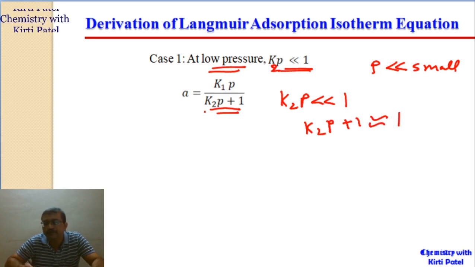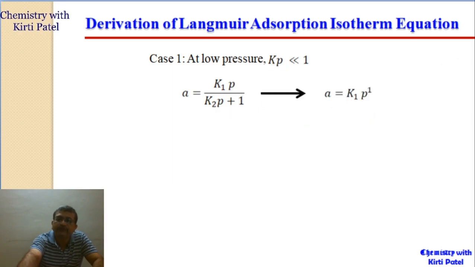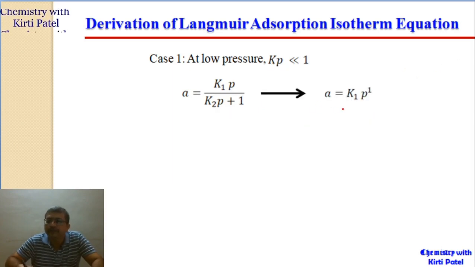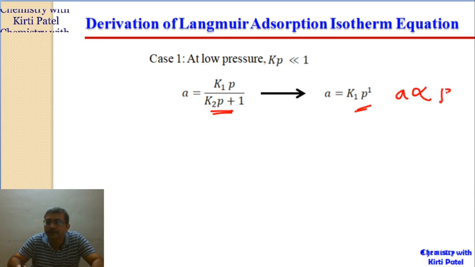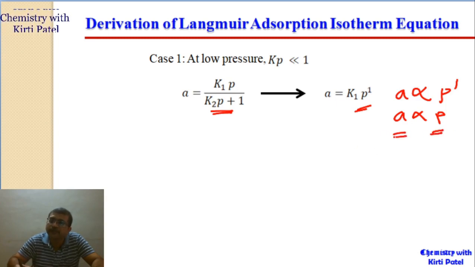So we can have K2 into P plus 1 approximately equal to 1. If we replace this denominator by 1, we get A equal to K1 into P. The denominator completely disappears. So we will have A equal to K1 into P to the power of 1. What does this suggest? A is proportional to P to the power of 1, that is, A is directly proportional to pressure.